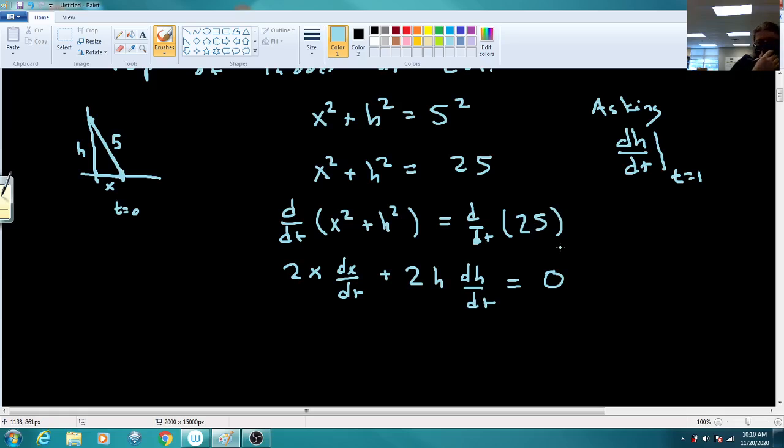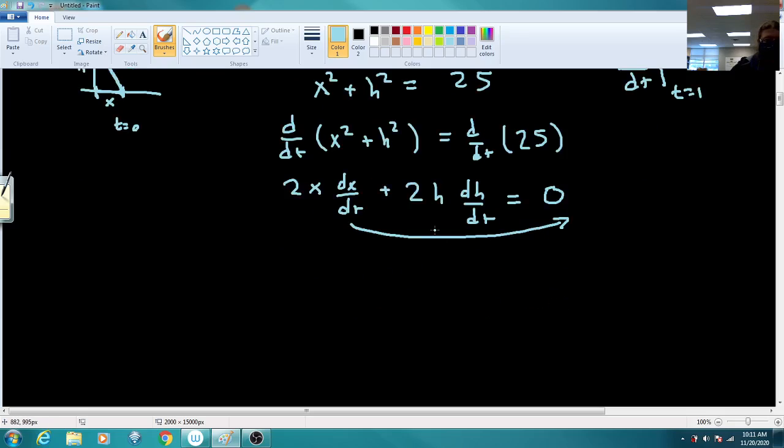So we're wanting to figure out what dh/dt is. So we're going to solve this equation for dh/dt to get dh/dt by itself. So I'm going to slide that across the equal sign as a negative. So we'll get 2h dh/dt equals negative 2x dx/dt. We're going to divide by 2 on both sides to get rid of the 2's, so they'll cancel. And then I want to divide the h across as well.